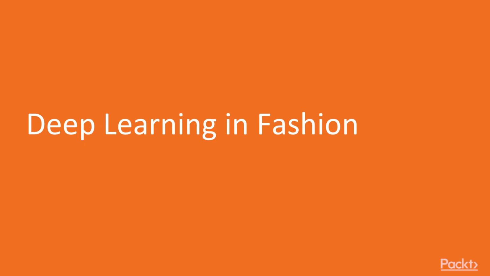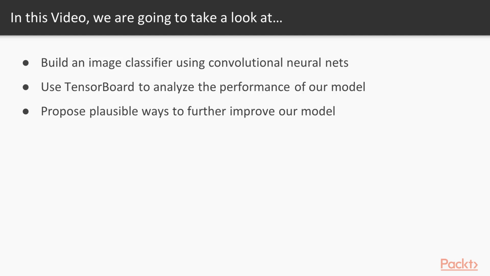Deep learning in fashion. In this video, we're going to build an image classifier to recognize fashion items. The aim for this video is to build an image classifier using convolutional neural nets. We're going to use TensorFlow to analyze the performance of our model. We're also going to propose plausible ways to further improve our model.